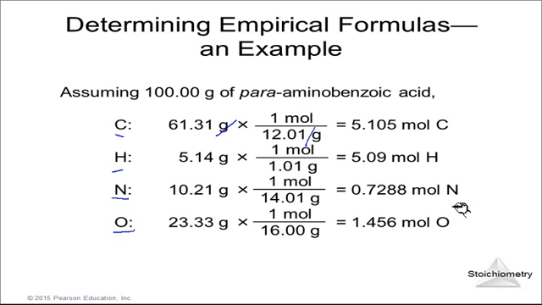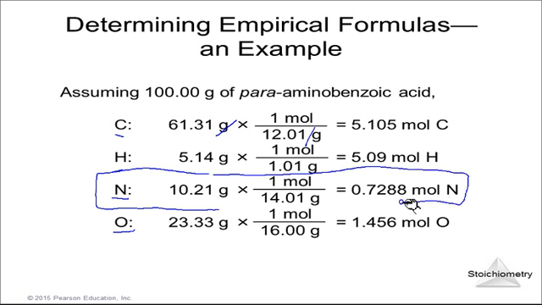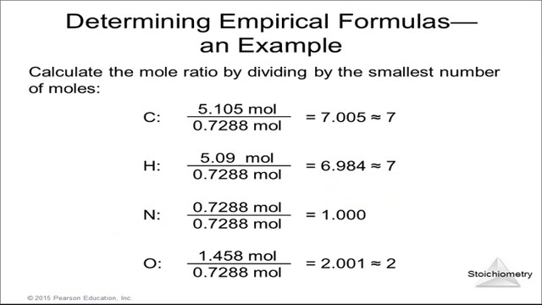So now I'm going to look at these different moles I have, and they're kind of all over the place, right? 5.105, 5.09, 0.7288. What I want is a simple whole number mole ratio, and in order to get that, what I need to do is divide by the least number of moles, and the element that has the lowest number of moles in this example is going to be my nitrogen. So now I'm going to take each of these mole numbers and divide them by the number of moles of nitrogen that I have in my compound, which will give me that mole ratio.